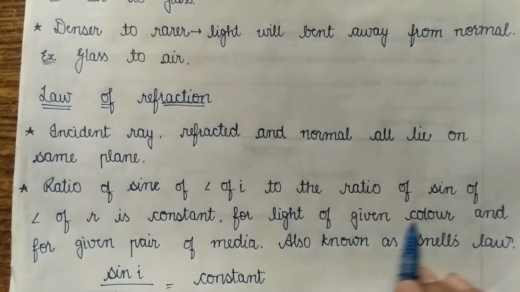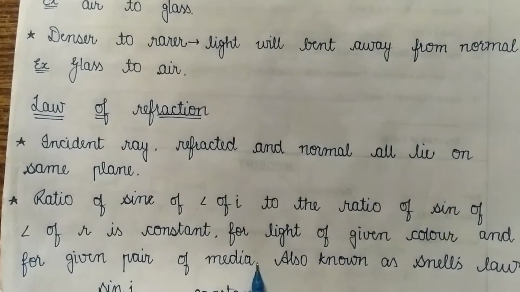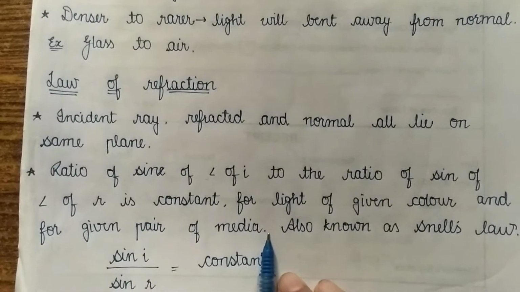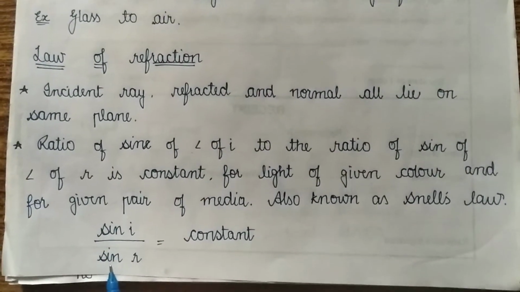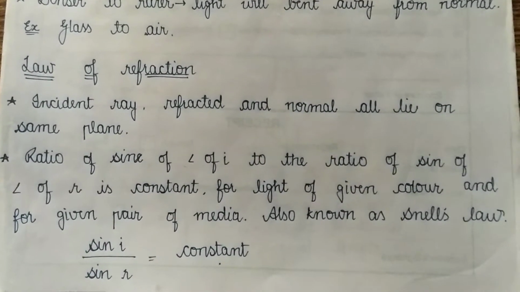constant for light of a given color and for the given pair of media. And this law is also known as Snell's law. It is given by sin i upon sin r is equal to a constant.